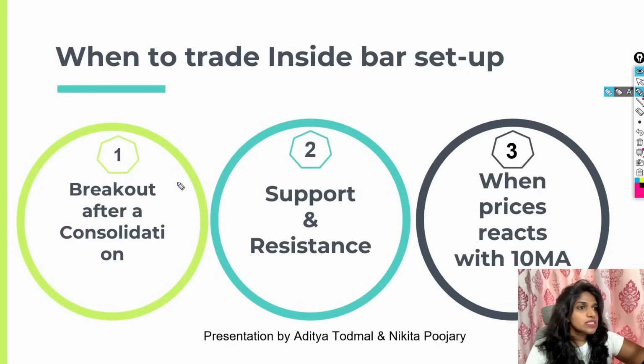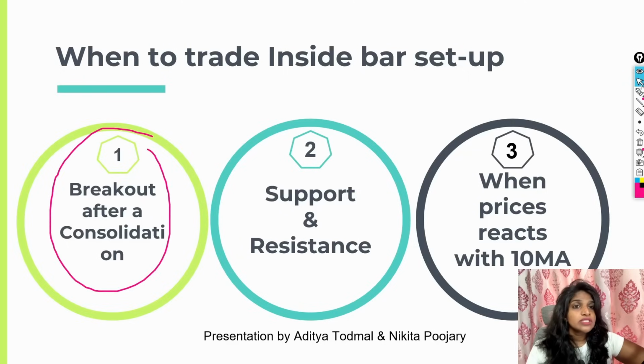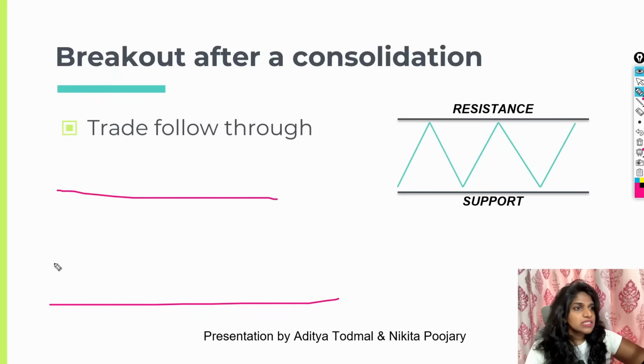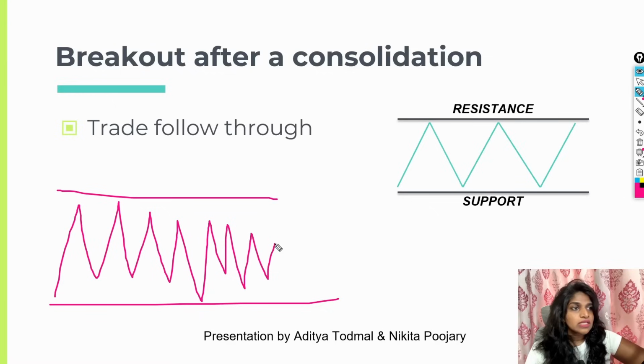The first one is breakout after consolidation. You can just grab a piece of paper and a pen and write it down. The first one is breakout after consolidation. Here you can clearly see how a breakout after consolidation happens. The market is consolidating here. What will happen usually after consolidation? The market will either give a breakout, and whenever it breaks on the upside, I call it a breakout. Whenever it breaks on the downside, I call this a breakdown.